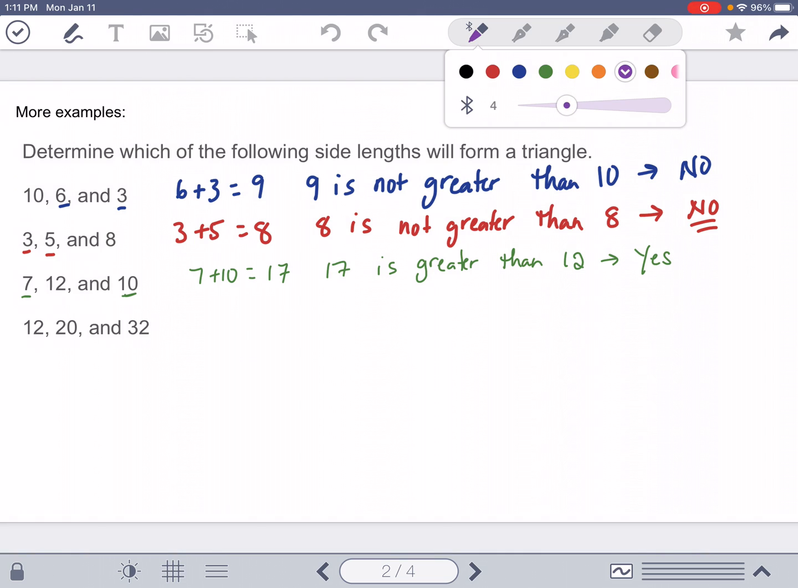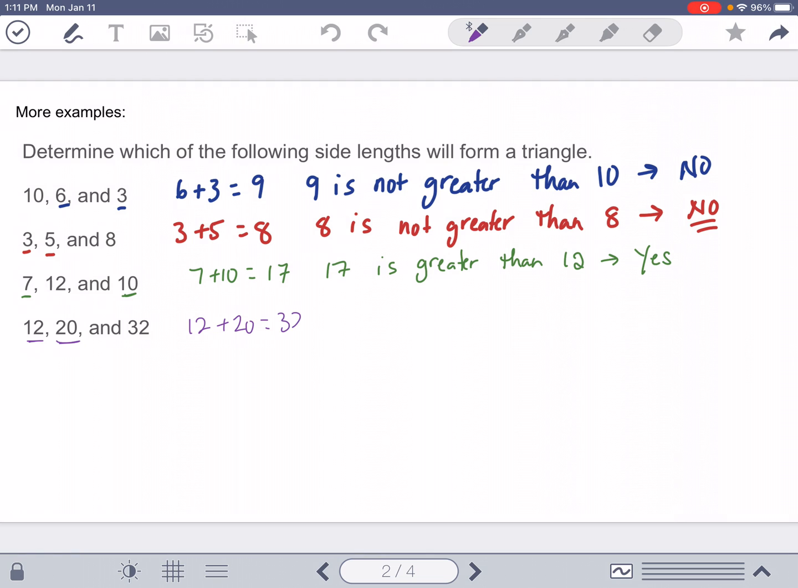Last example. 12, 20, and 32. 12 and 20. 12 plus 20 equals 32. 32 is not greater than 32. So this would be a no. That's all you have to do.